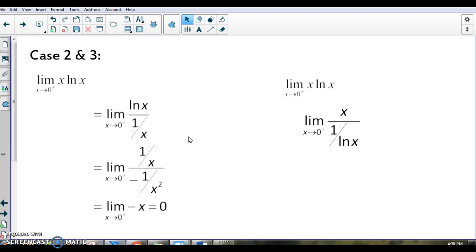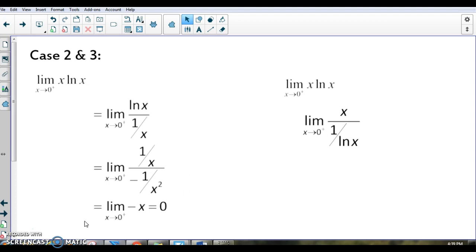And now I have something that's infinity over infinity. So then I can take the derivative of the numerator and the derivative of the denominator. So the natural log of x becomes 1 over x. 1 over x becomes negative 1 over x squared. Flip and multiply, substitute 0 in, and you get 0.